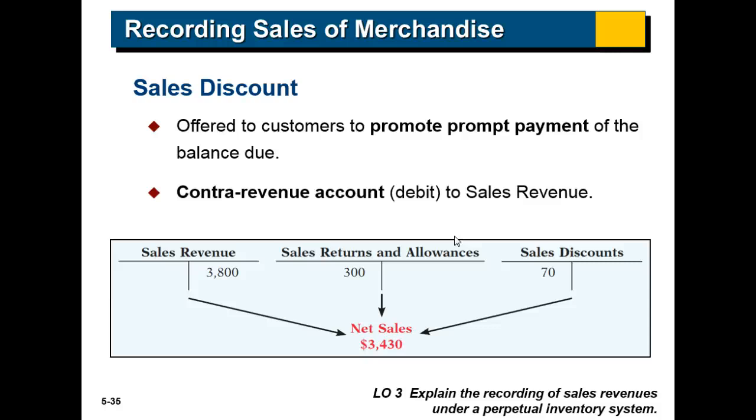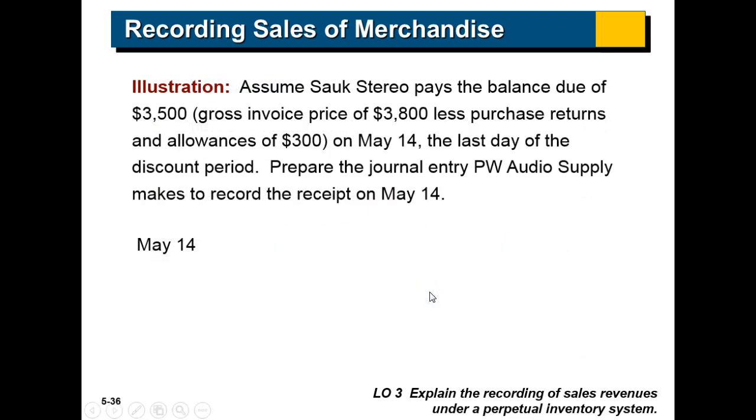So from the seller standpoint, we're adding a couple new accounts. We're going to talk about the sales discount, which basically nets it all out anyway, but it helps us to see what's going on. Here's an example. Assume Sock Stereo pays the balance due of $3,500, the gross invoice of $3,800 less what it returned, on May 14th, the last day of the discount period. We're going to prepare the journal entry that PW Audio Supply, the seller, has on its books.